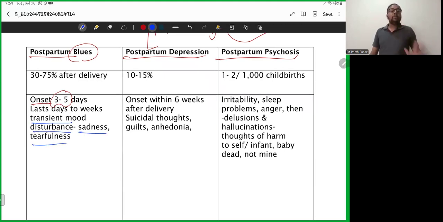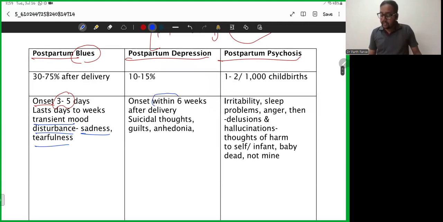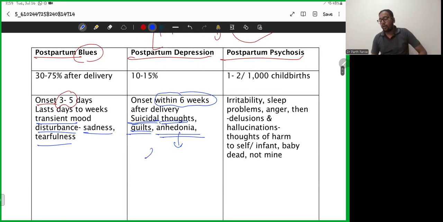What is postpartum depression? The onset of postpartum depression is within 6 weeks after delivery. The patient can suffer from suicidal thoughts, can feel guilt, and can suffer from anhedonia. What is anhedonia? It is loss of interest. We have already talked about it. Loss of interest.